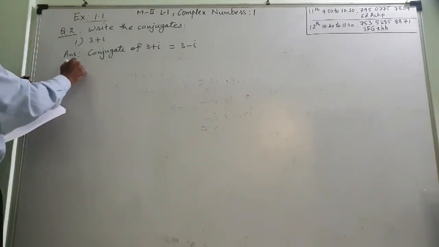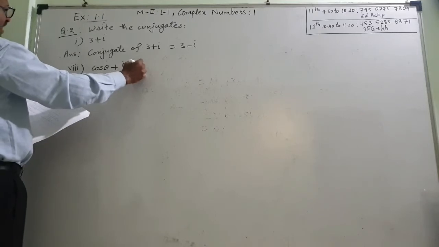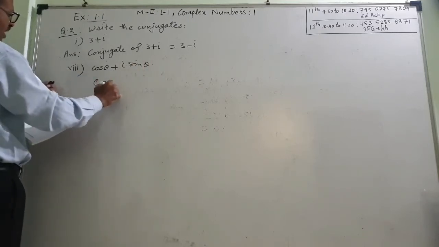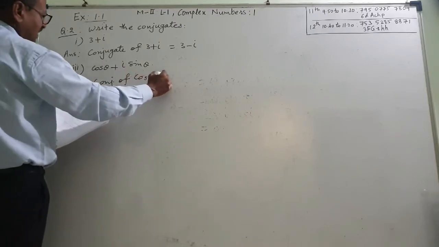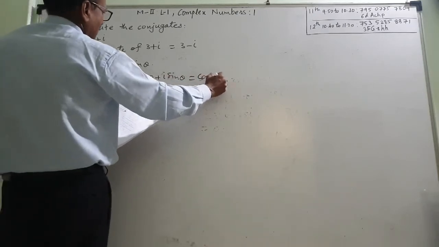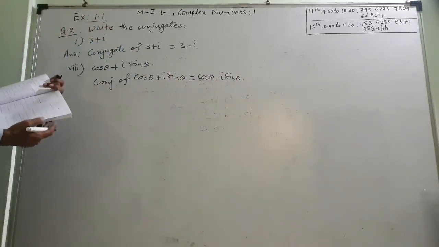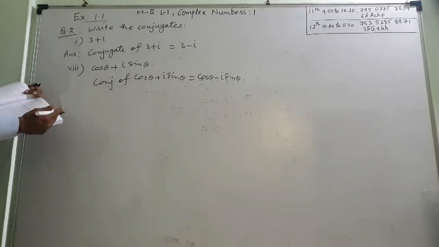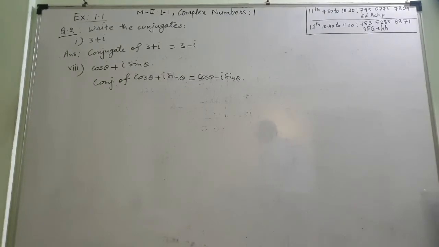The next one: cos theta plus i sin theta. The conjugate of cos theta plus i sin theta is equal to cos theta minus i sin theta. So change the sign in between. That's all. So this way you can find the conjugate of any number. Hope that you understand this well.